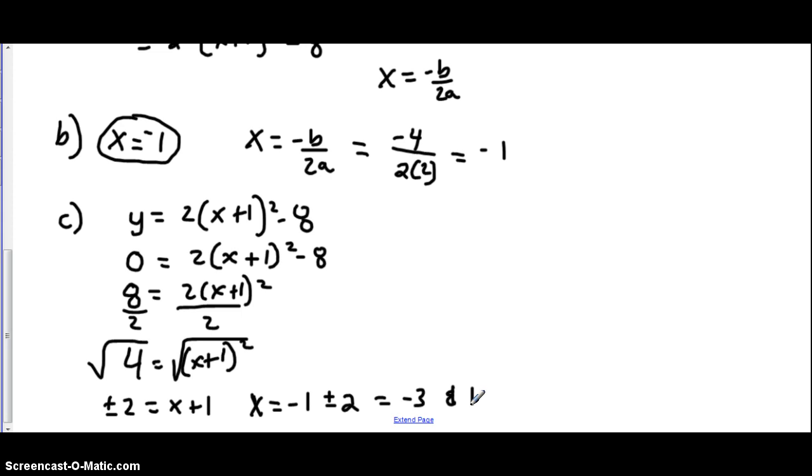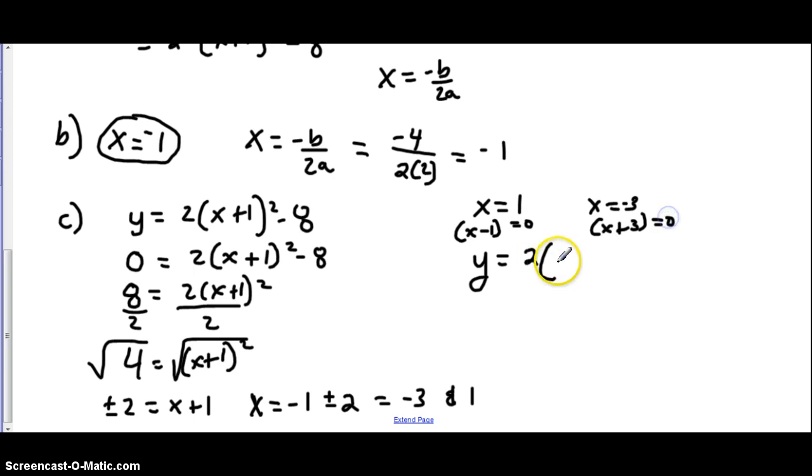And then we're going to be plugging those into our equation now. So if x is equal to 1, that factor is going to be x minus 1. If x is equal to negative 3, that factor is going to be x plus 3 equals 0. So those are our two factors, our roots. We found our roots, and there is our equation.